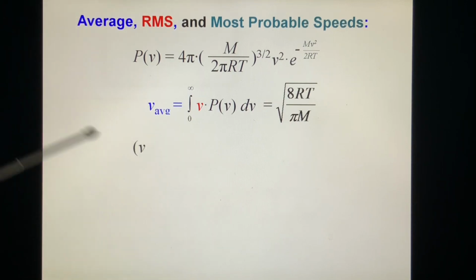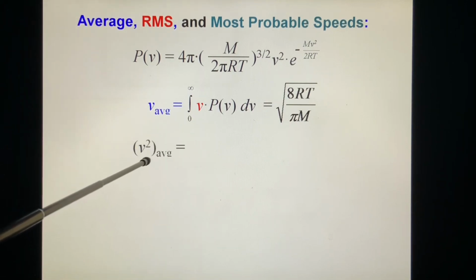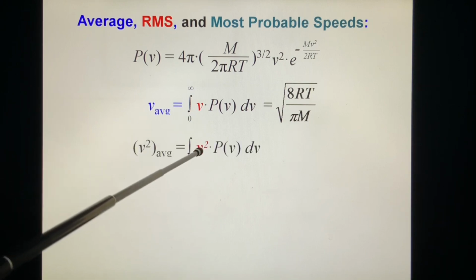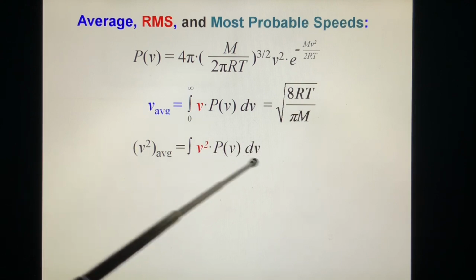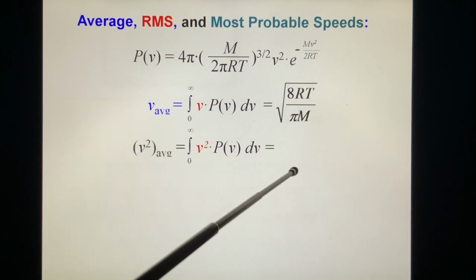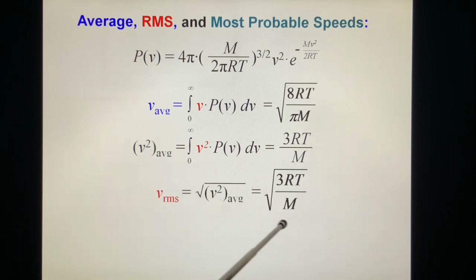The root mean square speed, by definition, is this average, okay? We take the average of v squared, putting in v squared times the probability and integrating from 0 to infinity. We get 3RT over M. And the root mean square speed is the square root of this, so it's the square root of 3RT over M.